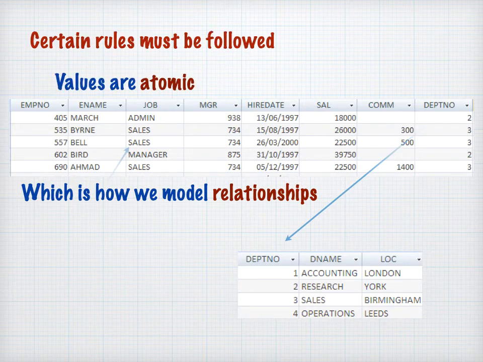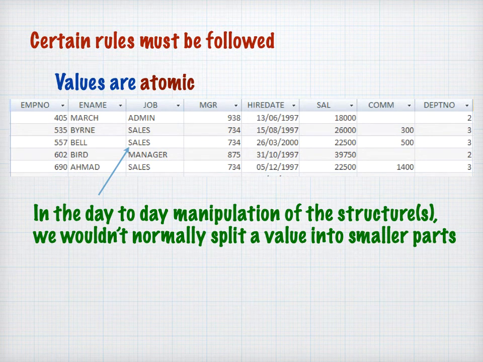Certain other rules then? Well, each value inside one of these cells is what we would describe as atomic. Now what that actually means is that in the day-to-day running and usage of the database, we wouldn't typically split the information any lower than the values that you can see inside the cell. So for example, we might ask what job does Bell have, and Bell obviously has sales, it wouldn't make a lot of sense to ask what's the third letter of the job that Bell has? We wouldn't typically, in the day-to-day operations of the database, start slicing into smaller parts of the data values.